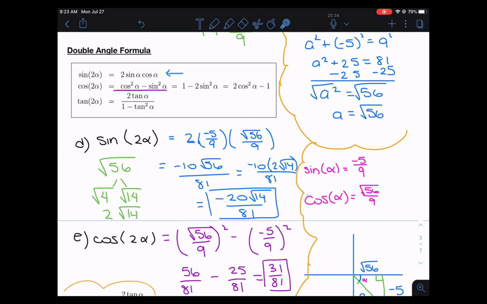2 times negative 5 is negative 10 times the square root of 56. That's the square root of 56. And then this is all going to be all over 9 times 9. That's 81. So we're just going to simplify this a little bit.